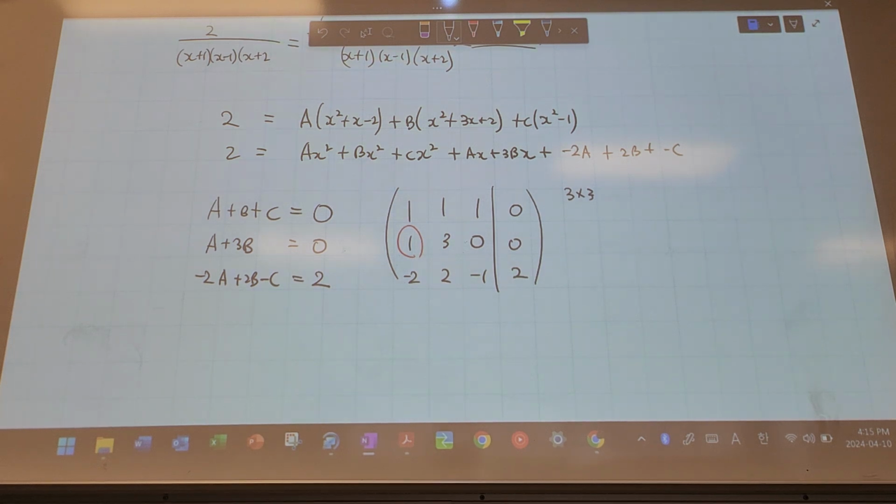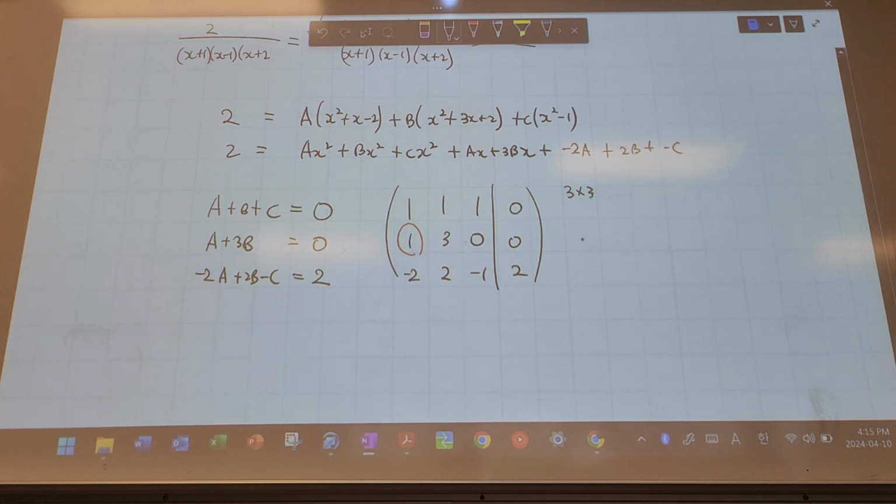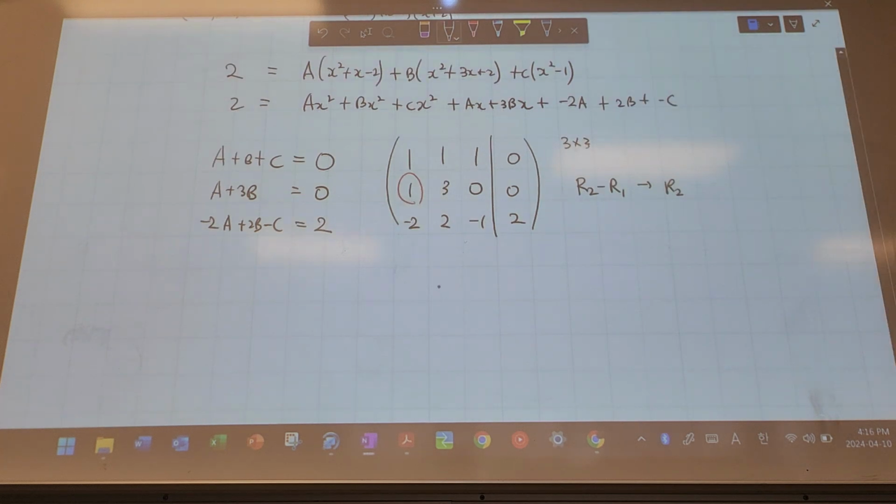Anyways, so let's do the operation. I'm going to leave row 1 as it is, but I'm going to say that row 2 minus row 1 is going to replace row 2. So that means row 1 stays 1, 1, 1, 0. And then row 2 minus row 1 is going to be 0, and then 2, and negative 1, and 0. Now we attack. While I'm doing that, let's also get rid of this one too.